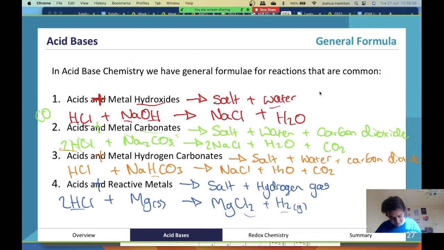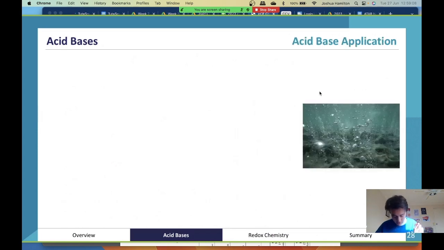Now, one last little quick concept before we move into our redox is acid-base application. So I did promise we'd go through a little bit of application. This is sort of the main one they want you to know. There's a few other examples on the study design. You're welcome to look at those yourself. I'm sure your teacher will go through them. But for the sake of our 2 hours, we're only going to go through the one.